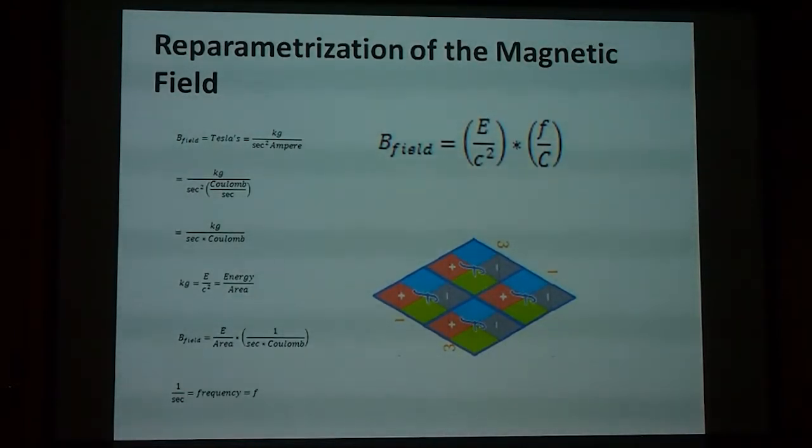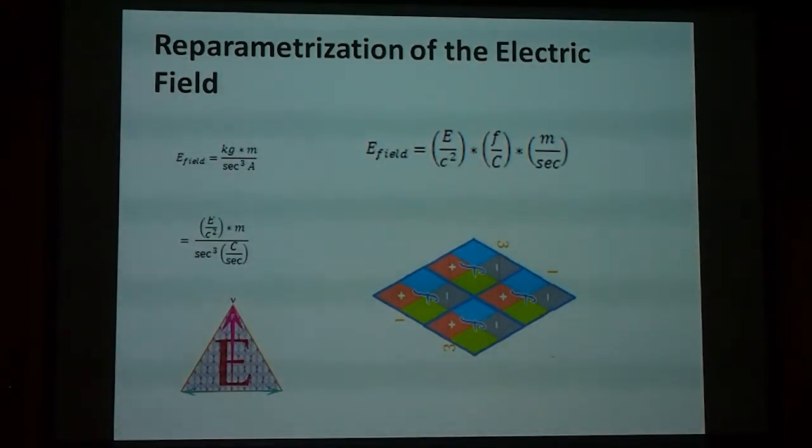What is interesting, though, is that if we do the same thing for the electric field, we get the exact same result, except that it is multiplied by a velocity. Now, I don't entirely understand why this appears, but I'm guessing that it has something to do with the Lorentz transform.